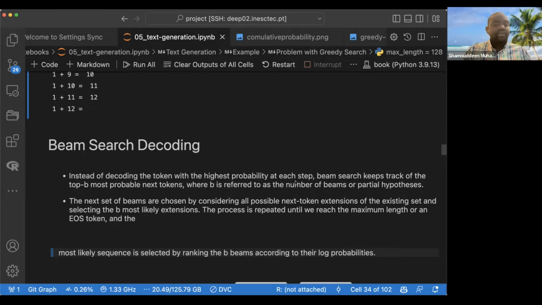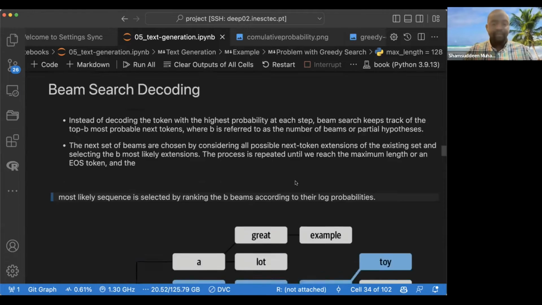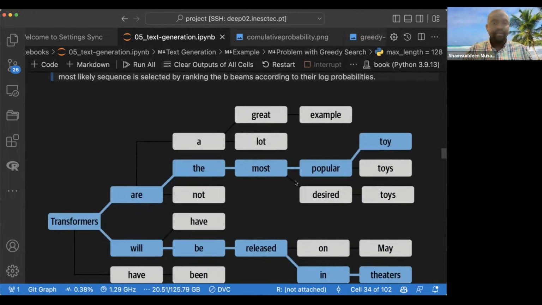So instead of taking the token with the highest probability at each step, we take the top most probable next tokens. Instead of taking only one, we take the top K or top B most probable text sequences, where we have this. So this is the example they gave.